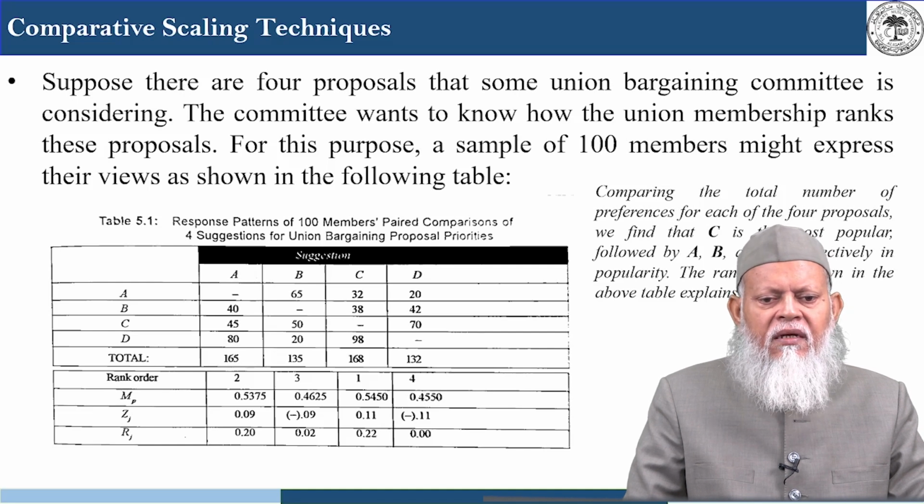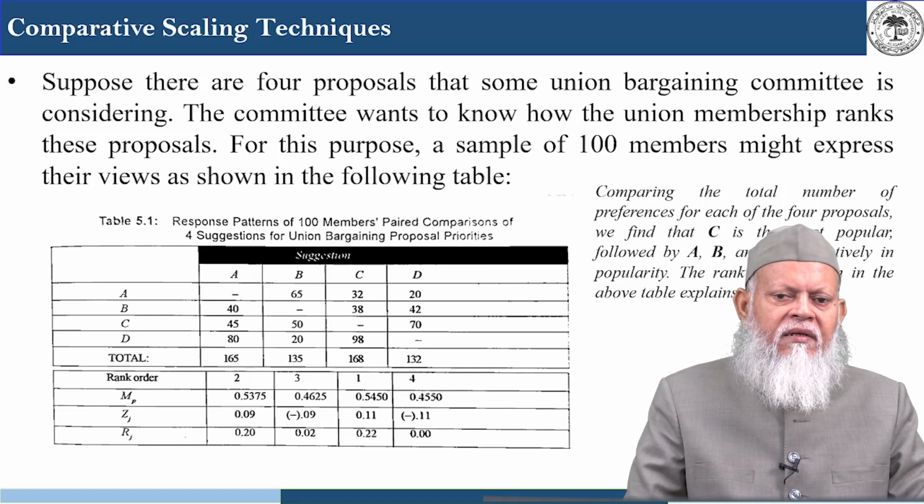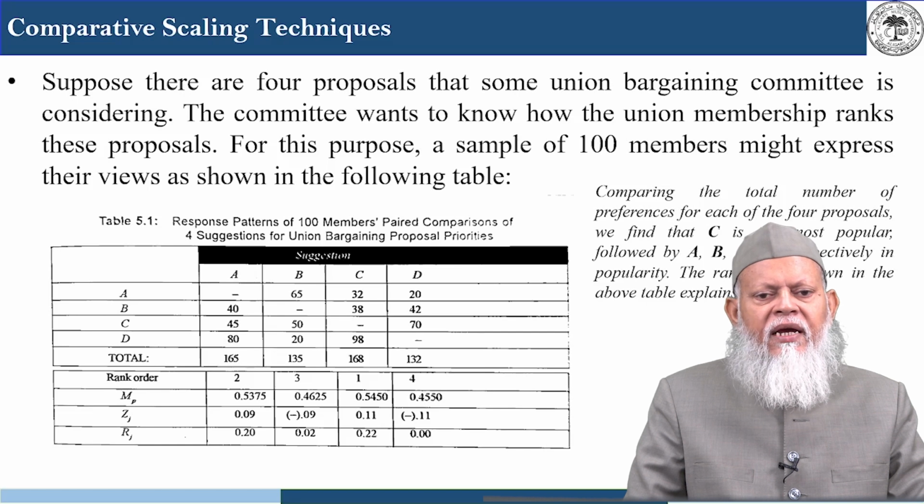When we add all this, we find that these are 600, because there are 4 stimuli, 4 proposals for the bargaining, and out of these 4 we will have 6 combinations of preferences, 6 paired comparisons, and then since there are 100 members of the committee, we have the 600.